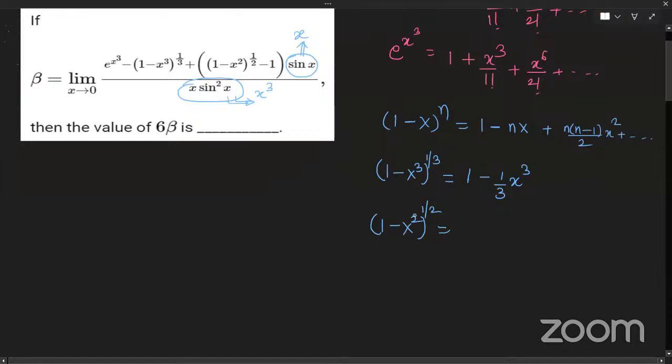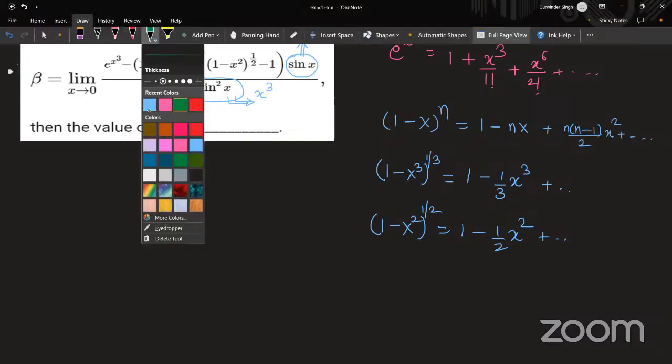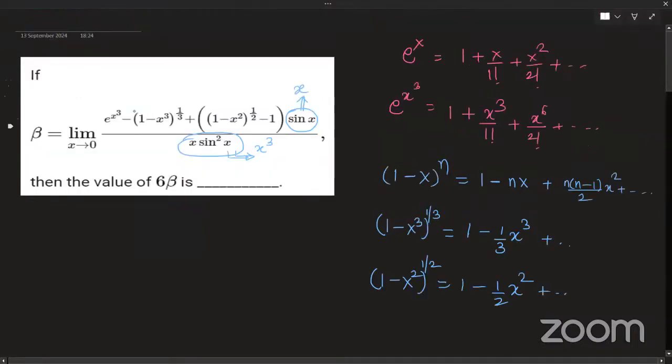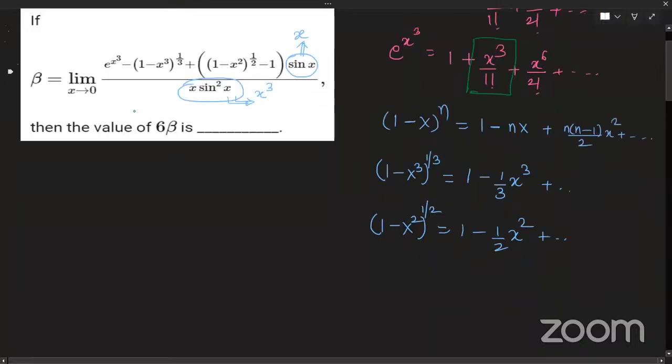Tell me fast. 1 minus 1 by 2 x square, okay, plus great. I don't actually need the other terms if you look closely. I'll just tell you why. I need only the coefficient of x cube, right? So I have already got x cube over here. What about 1 minus x cube raised to 1 by 3? Do I have the coefficient?